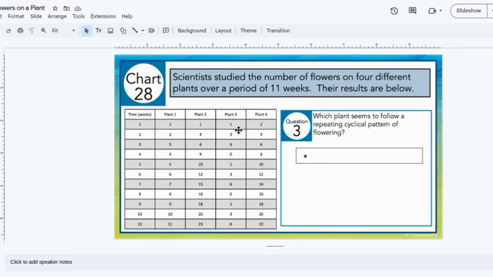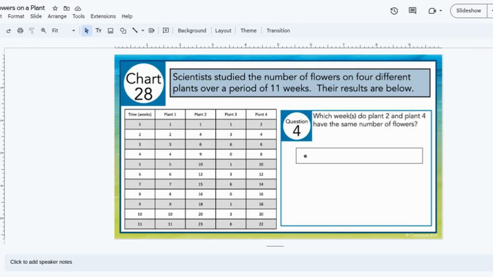Think about the sun. Think about the rotation of Earth and the planets. We have lots of sunlight in the summertime. We have very little sunlight in the wintertime. That's another example of cyclical.